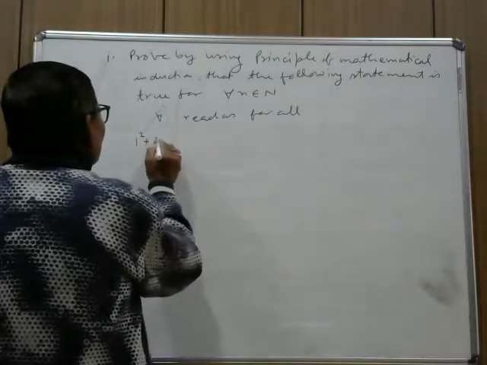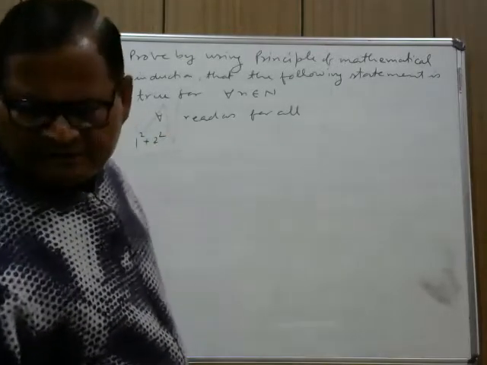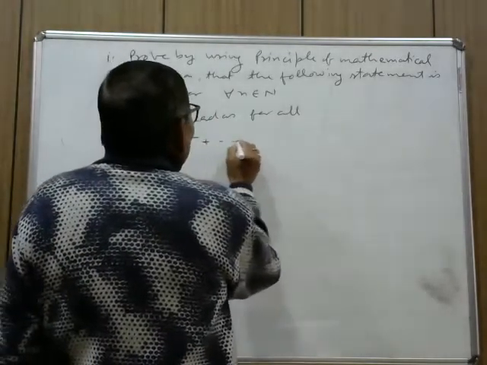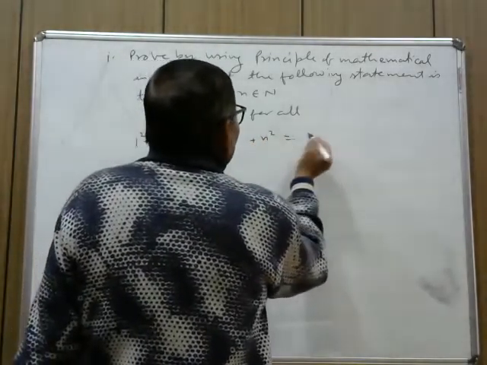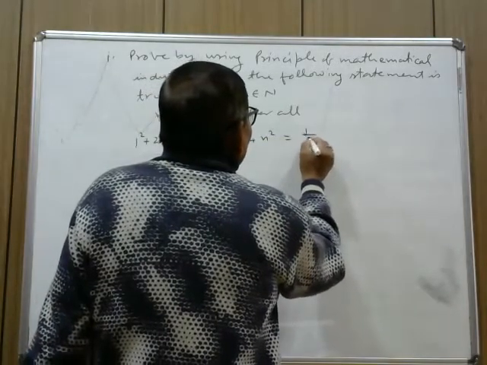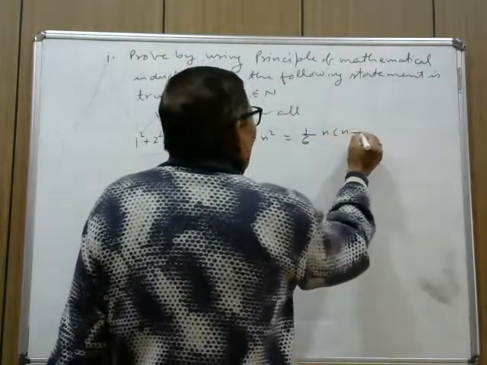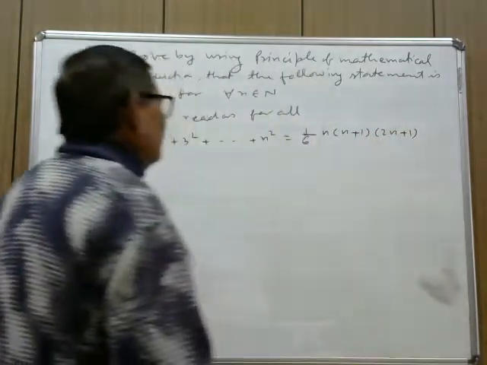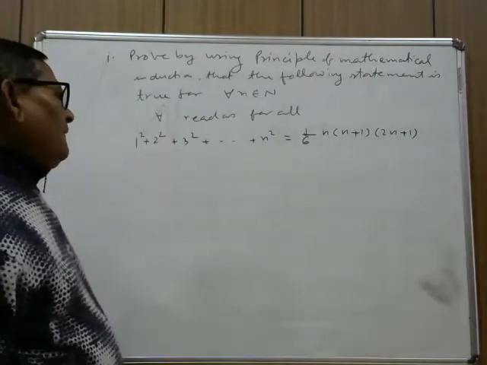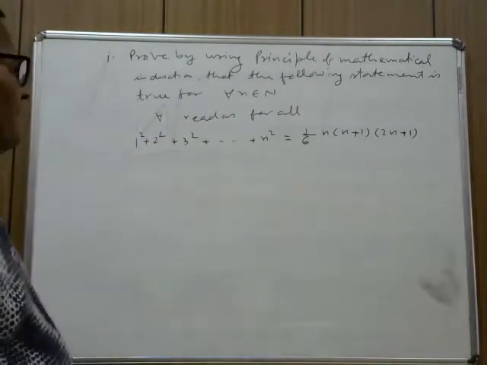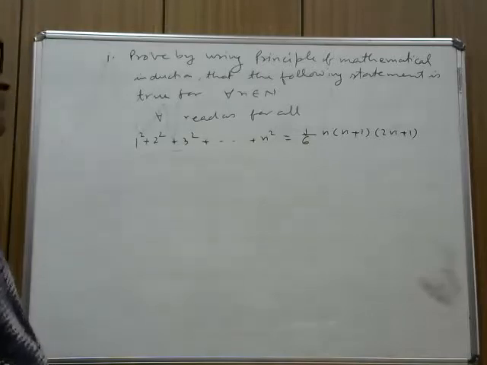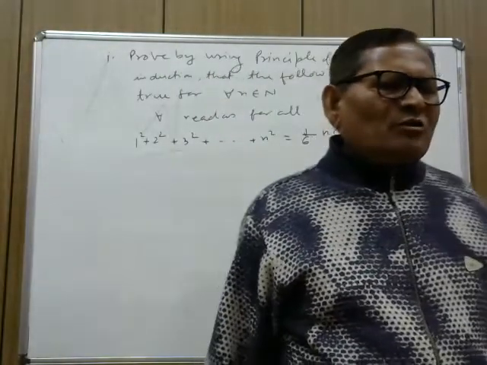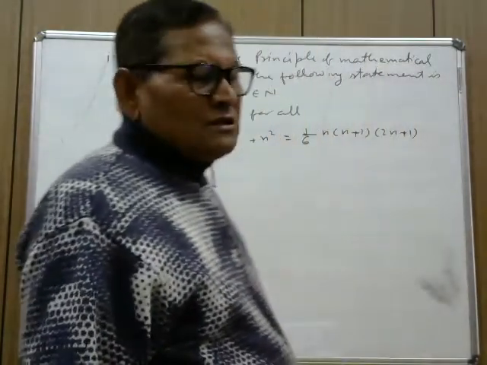1 square plus 2 square plus 3 square plus and so on plus n square is equals to 1 upon 6 n into n plus 1 into 2n plus 1. This is a mathematical statement in which we have given that sum of the square of first n natural number is this much, and this sum of n natural number is true for all the natural number.